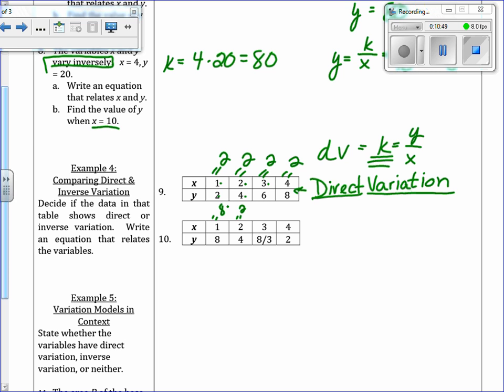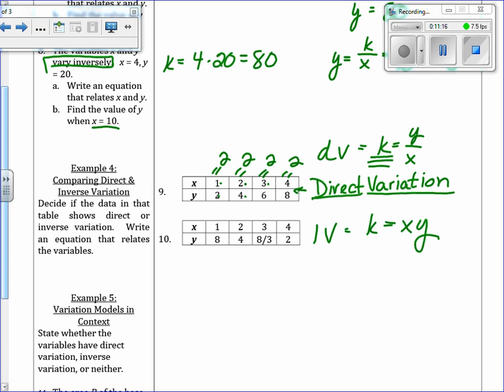Well, we can already see that we're not ending up with the exact same constant. Have you noticed as I divide y by x, I'm not getting the same constant. So let's try inverse variation. Inverse variation says that the constant equals x times y. So anytime you multiply your x and y values together, you're going to get the exact same constant.